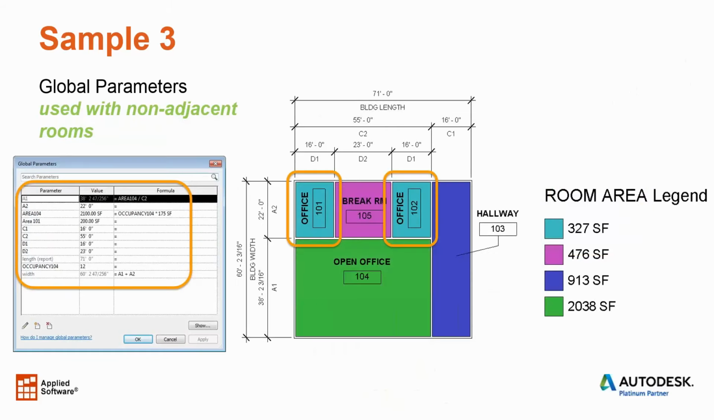Another example, and this is one of my favorites, is to use that with non-adjacent rooms. Here we have two rooms that are labeled office, and this could be a corridor, for example, and for some reason there could be either design intent or code requirements. You could be looking at having those rooms having the same width.